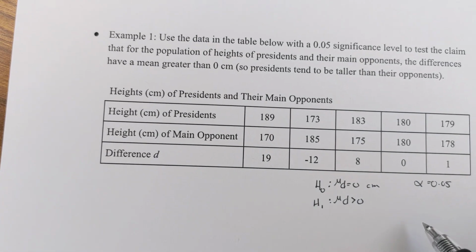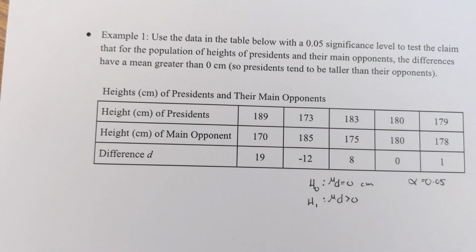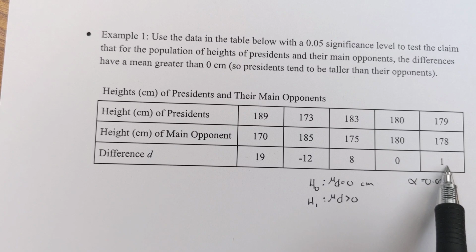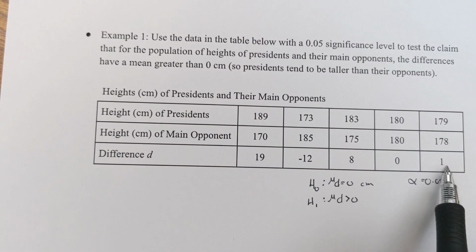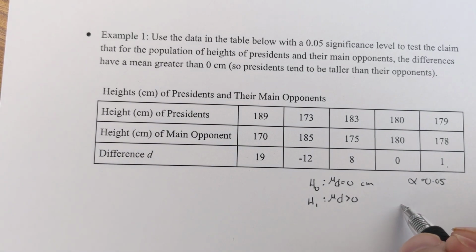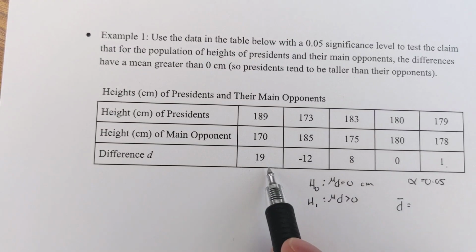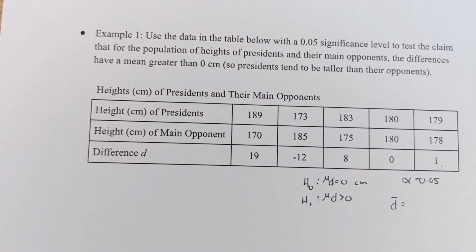So our formula, let's see, what do we need here? We have the d values already, so we don't need to list those. Mu d, we're going to assume, is 0, so we need d bar. That's the average of all of these differences. So that's 19 plus negative 12 plus 8 plus 0 plus 1, divided by 1, 2, 3, 4, 5. So d bar is 3.2.